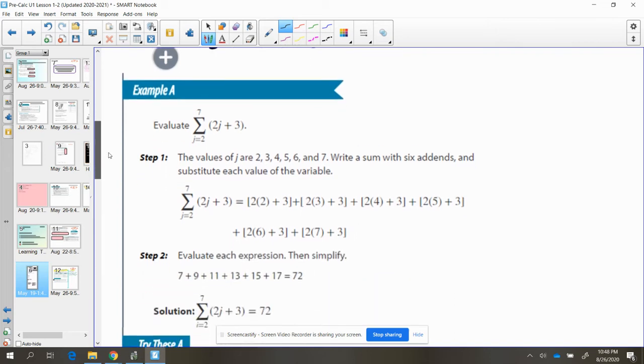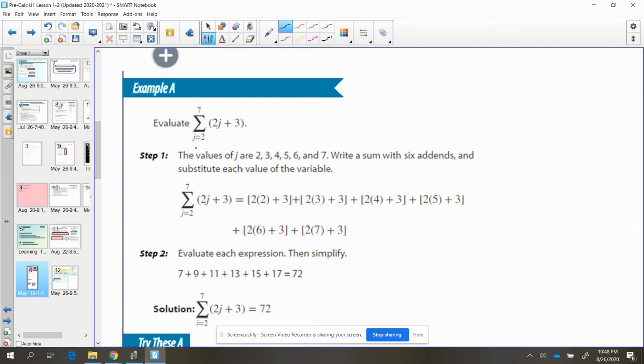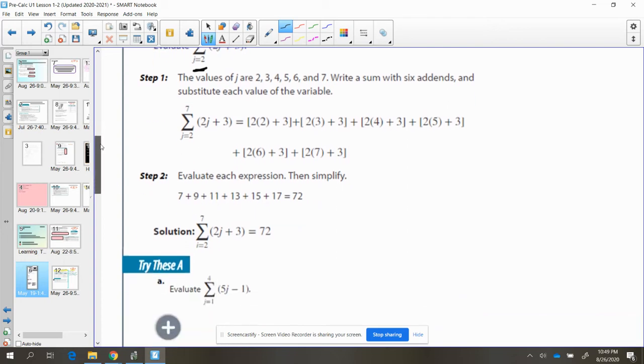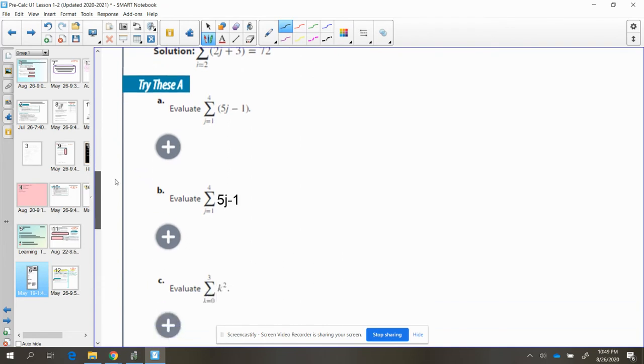Okay. So example A walks you through how we would do this. Again, be careful of where you're starting. In this case, it's term 2. So you're going to plug in and find those terms 2, 3, 4, 5, 6, and 7. So we see that ends up being 7, 9, 11, 13, 15, 17. And then all summed together is a value of 72.